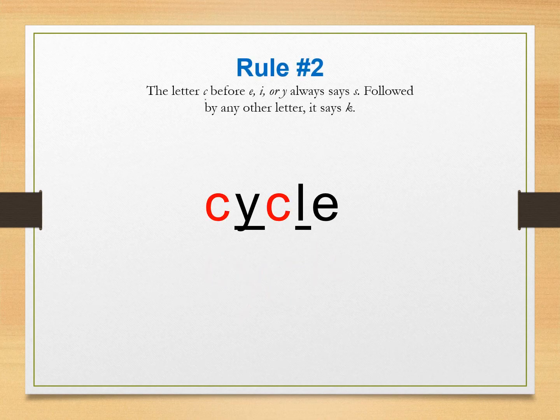Rule 2. The letter C before E, I, or Y always says S. Followed by any other letter, it says K. So in the word cycle, we have 2 C's, and each C is making its different sound. The first C says S because it's followed by a Y. C followed by E, I, or Y says S. This C is not followed by an E, I, or Y. This C is followed by an L. So this C says K. Cycle.